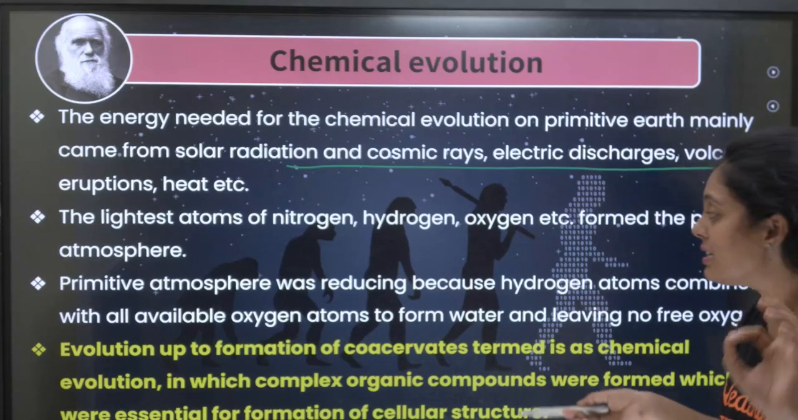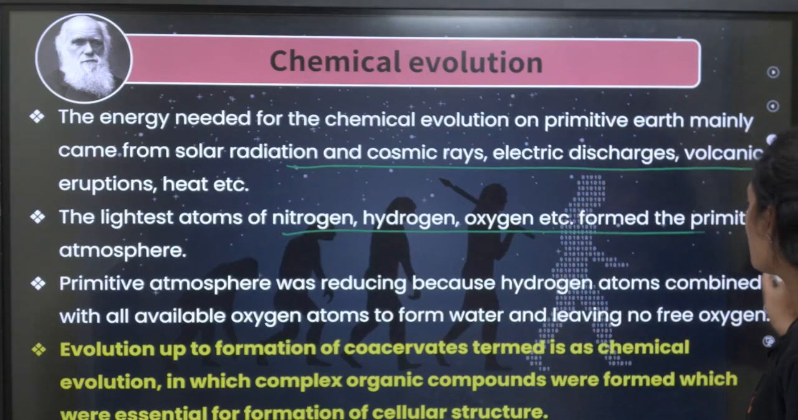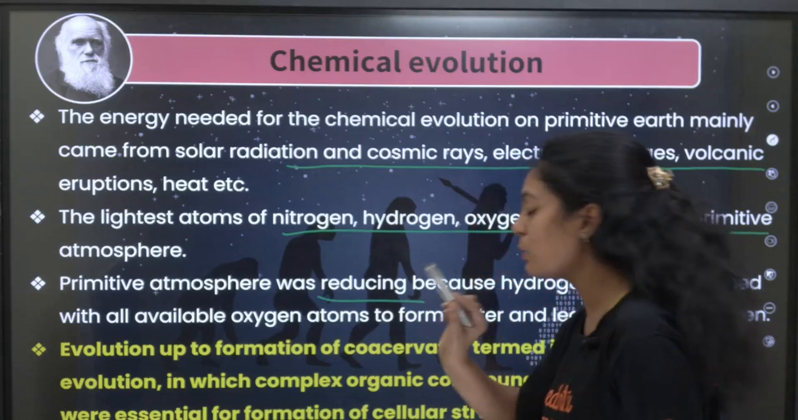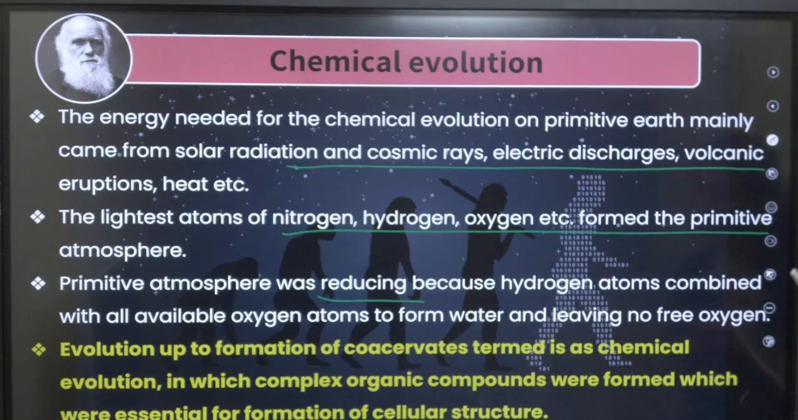The lightest atoms of nitrogen, hydrogen, oxygen were formed. Okay, the primitive atmosphere was reducing. This could be an important question because hydrogen atoms combined with all available oxygen atoms to form water, leaving no free oxygen. There was no free oxygen.